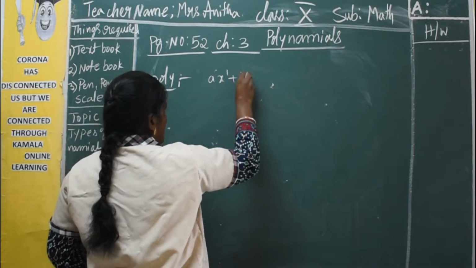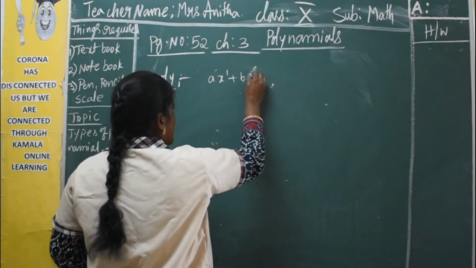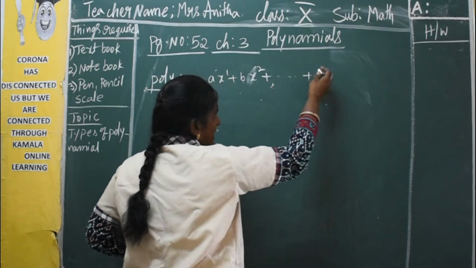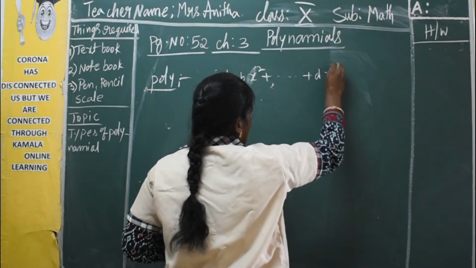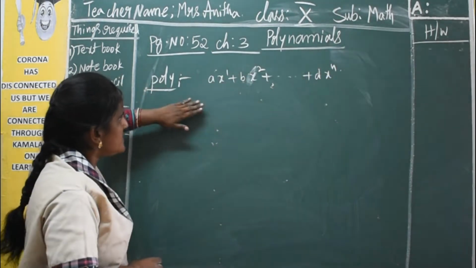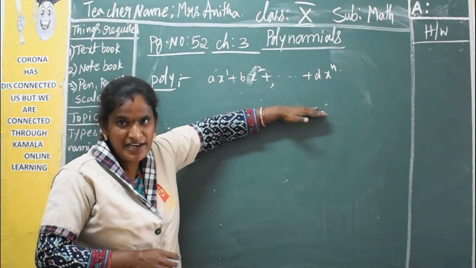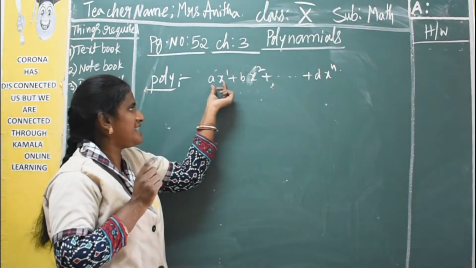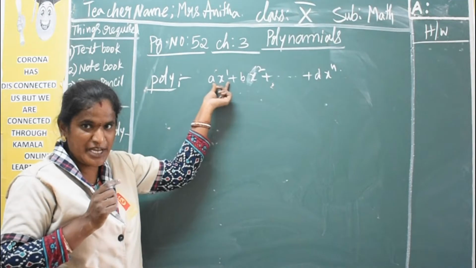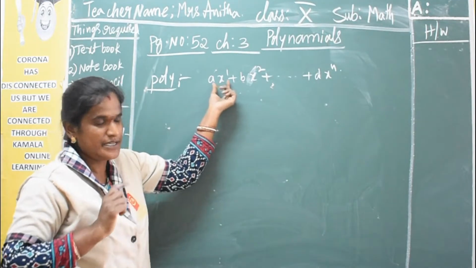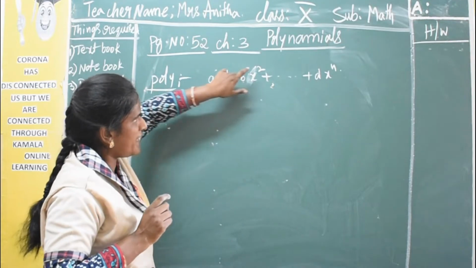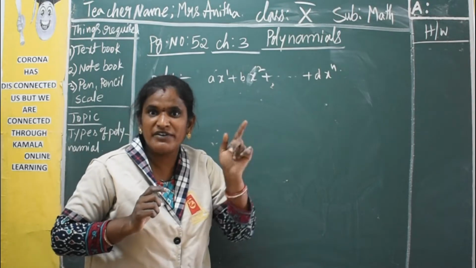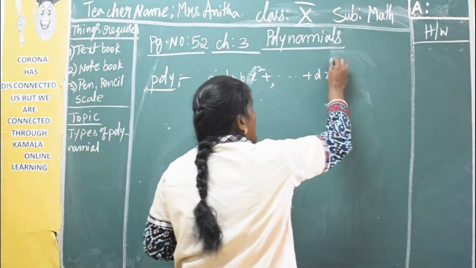a x power 1, or else a x power 2, plus so on, plus we can take any letter b x power n. So is this an algebraic expression or not? Definitely it is. Here, which is the variable? x is a variable. The variable has some power: x power 1, x power 2, so on, x power n. This power is a whole number, and n is a whole number.